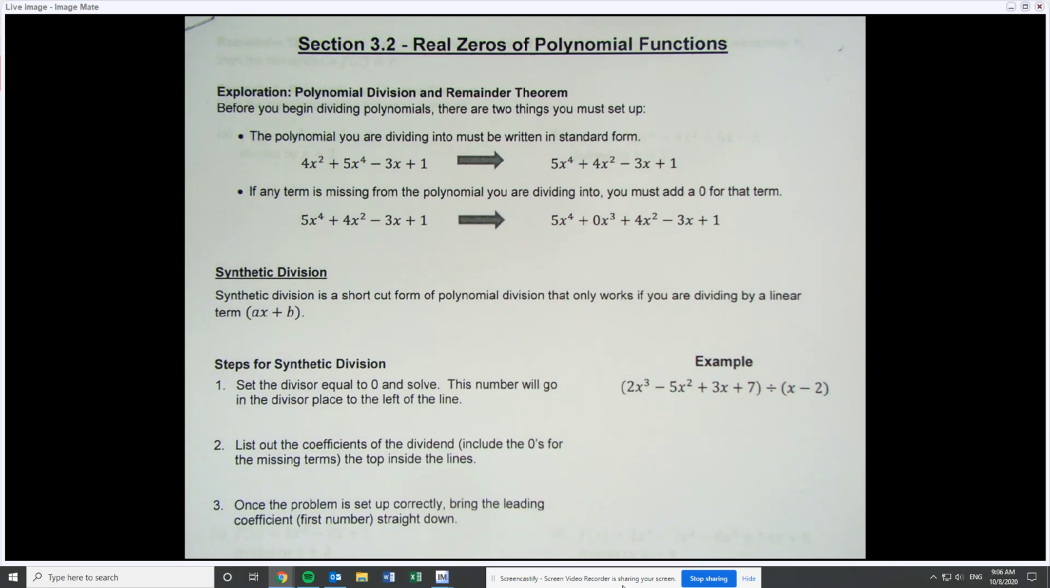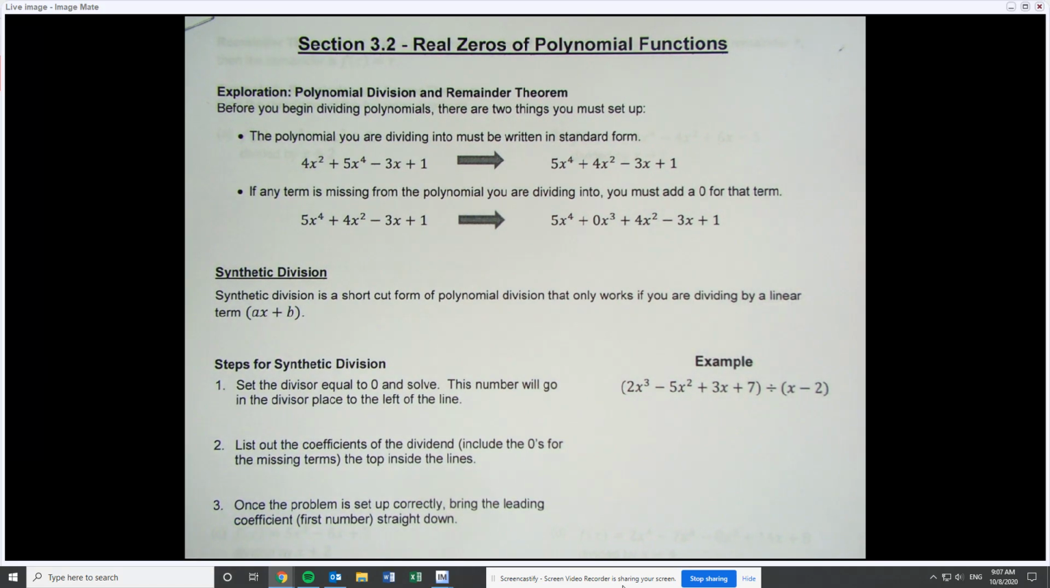Now, before I can get you into the primary techniques for what we're going to use, we have to talk about synthetic division, because this is a very powerful tool that we are going to use in order to find our zeros. So for synthetic division, this goes kind of similar to polynomial long division, but it's a lot faster and a lot easier.